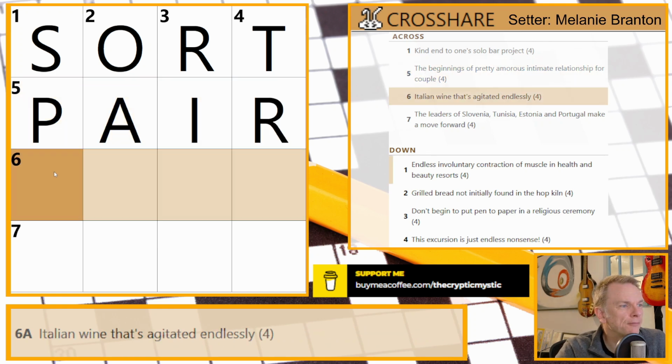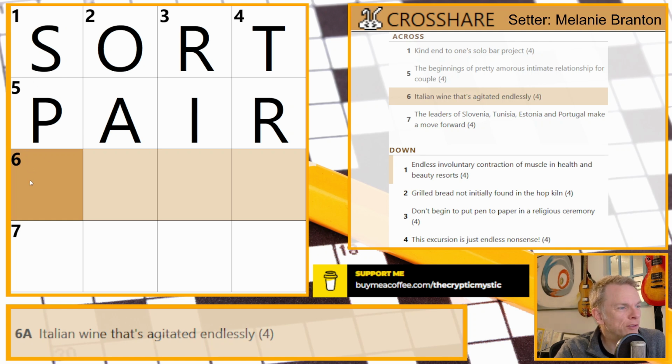Okay. 6 across. Italian wine that's agitated endlessly. What's that? So we're going to be looking here for a word and taking the last letter off the word. It's going to be a word for agitated, and it's going to give us an Italian wine. What do you think that is? I actually can't think of what the word is right now. I've gone blank. So I'm going to come back to that.